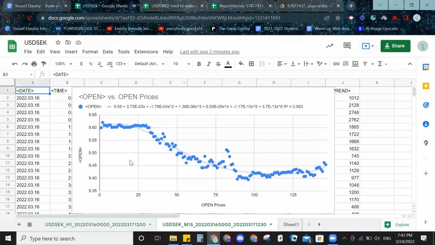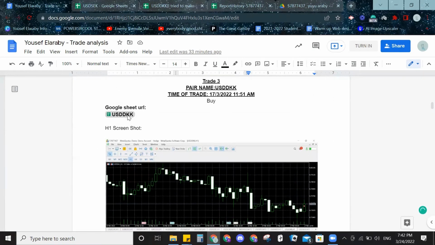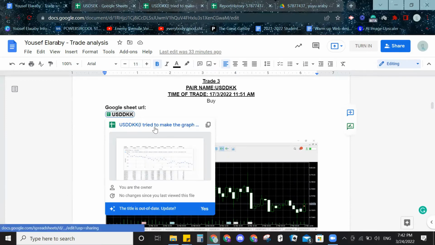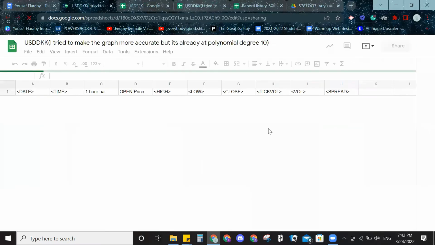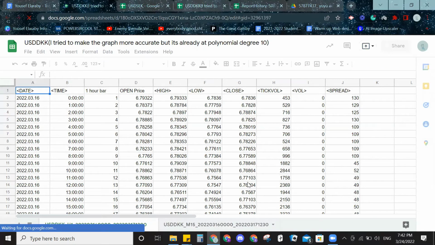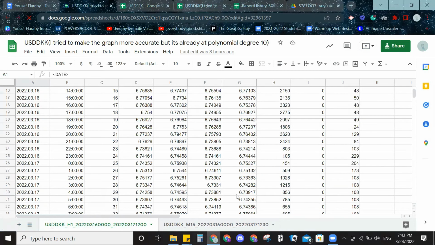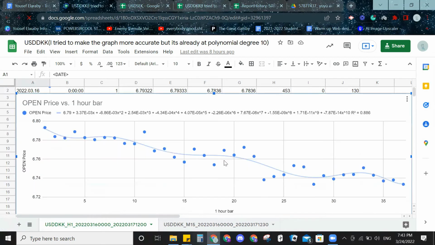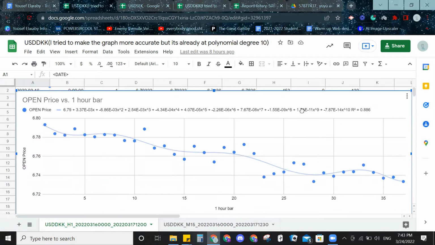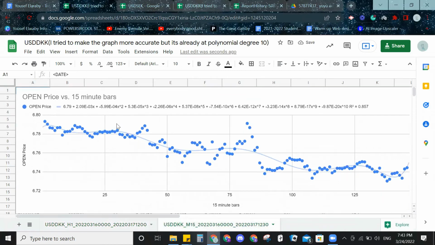So the USD to SEK, wrong chart. USD to DKK, which is Danish krone, or something similar. Now, this graph had a problem. Its currency was so sporadic that when trying to map it out, not for the hour but for the 15, it didn't work. As you can see, it doesn't look like a trend.